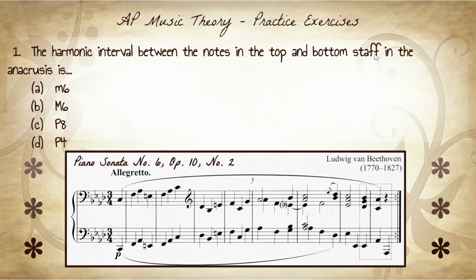Question 1. The harmonic interval between the notes in the top and bottom staff in the anacrusis is a minor 6th, major 6th, perfect 8th, or perfect 4th. Correct answer is C. Both the right and the left hand are in bass clef. Therefore, the interval is a perfect 8th.